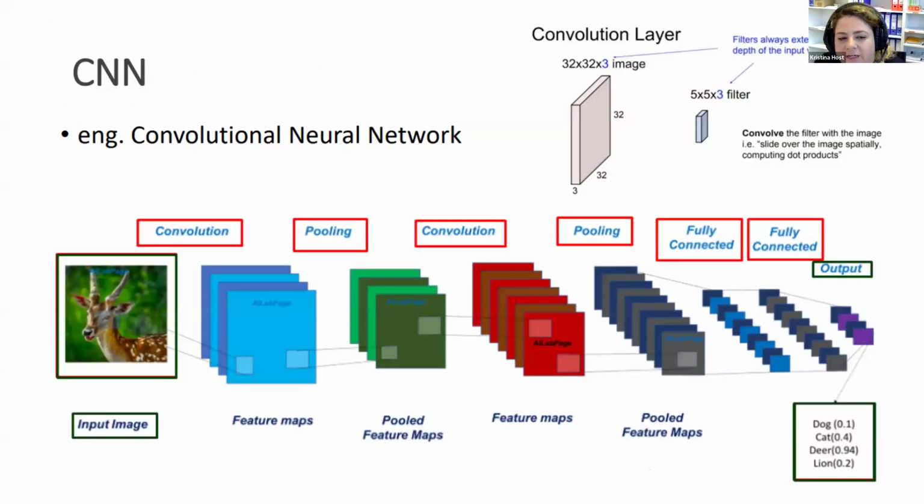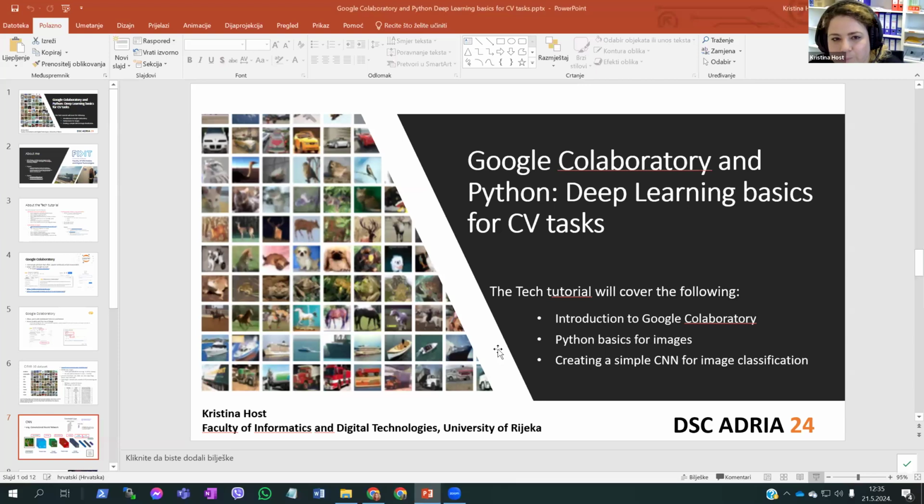So any network can look like this. In the hidden layers, we can have a lot of convolutional layers and pooling layers. And then at the end, we have fully connected ones. Okay, so let's go back to the script in Google Colab and try to implement this.